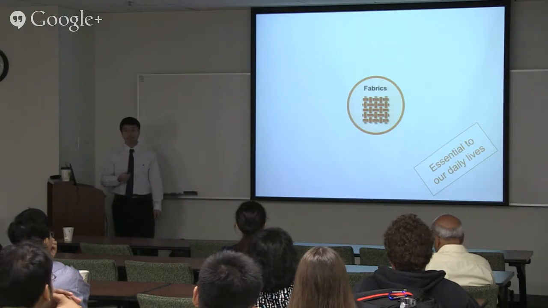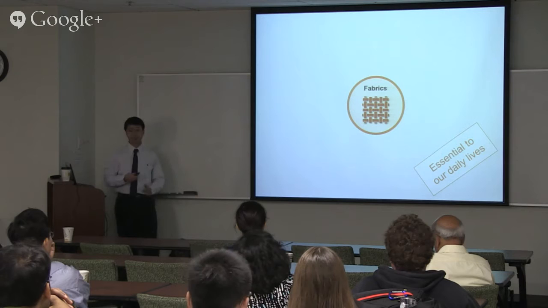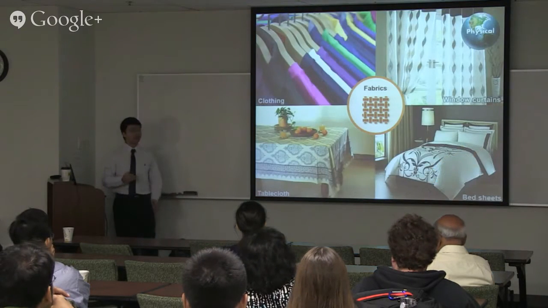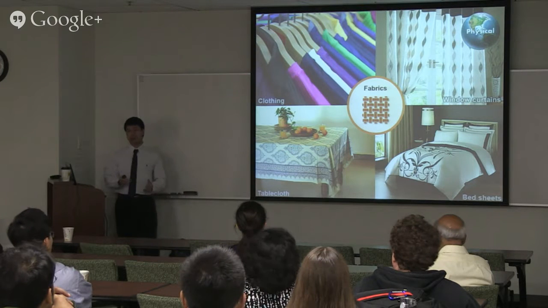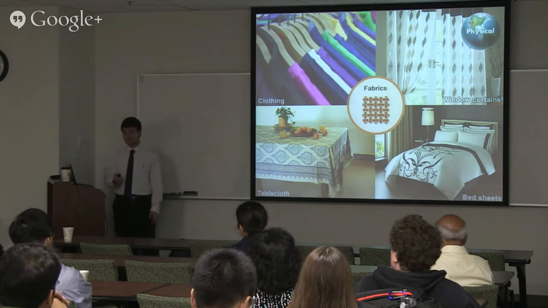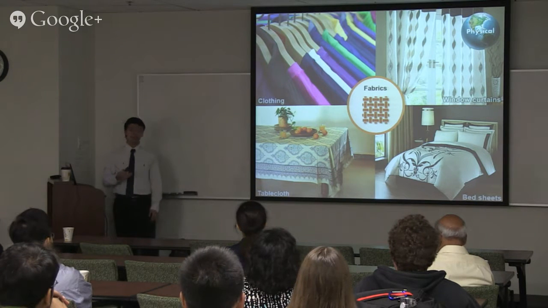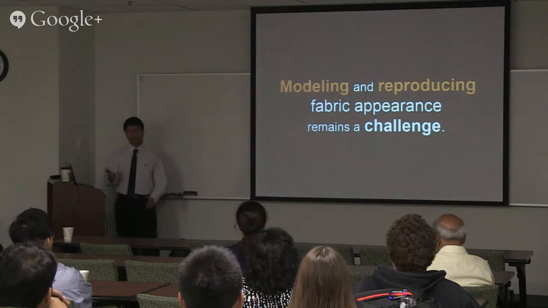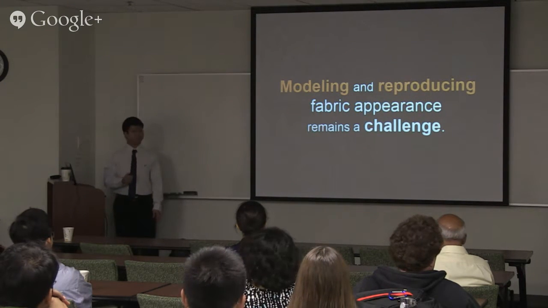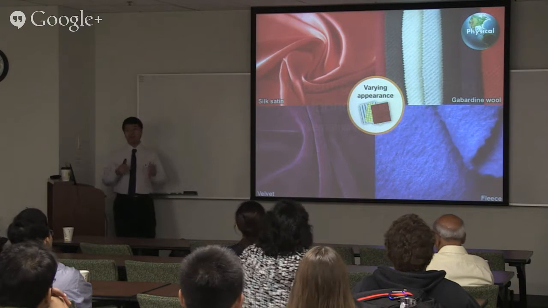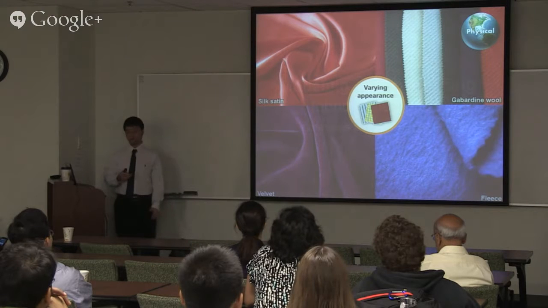So in this work, we focused on fabric, a kind of material that's essential to our daily lives. They're used to create clothing as well as many functional cloths, from window curtains to bed sheets. In computer graphics, fabrics have been studied for decades. However, modeling and reproducing their appearance remains a challenge. This is mainly due to the great variance of fabric appearance.